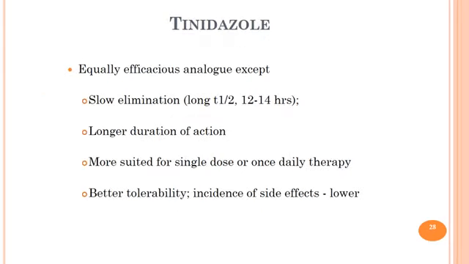Another drug is tinidazole. It is an equally efficacious congener of metronidazole, similar to it in every way except it has low elimination, so a long plasma half-life of 12 to 14 hours and longer duration of action, so it is more suited for single dose or once daily therapy. It has better tolerability; the incidence of side effects is lower.